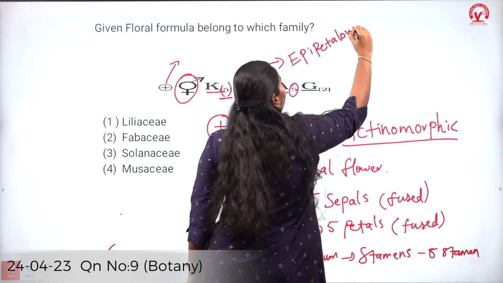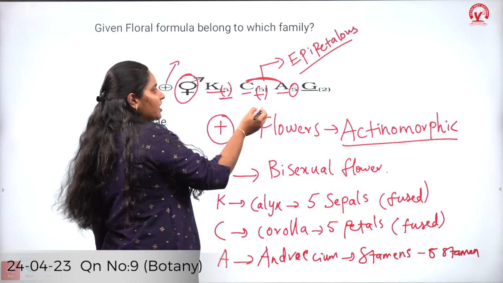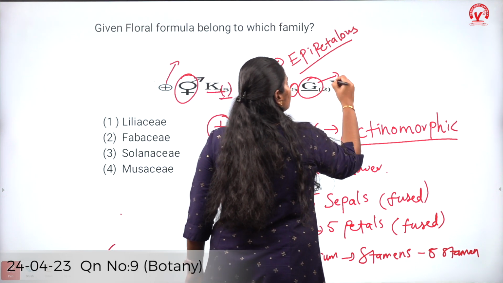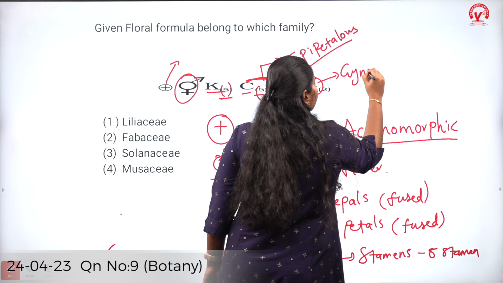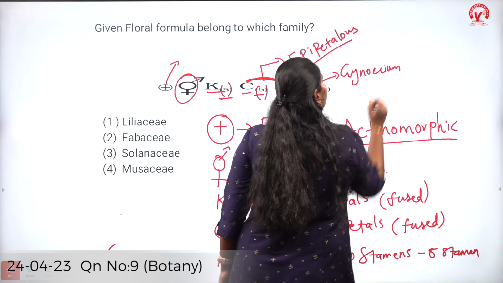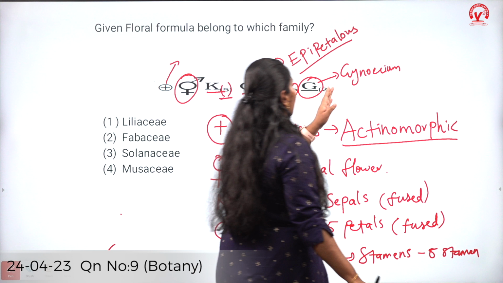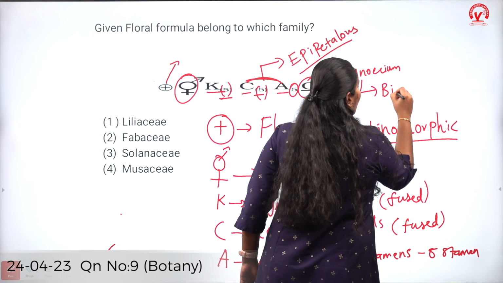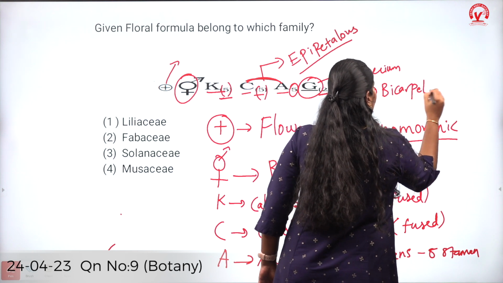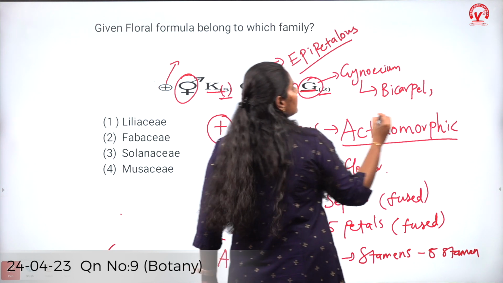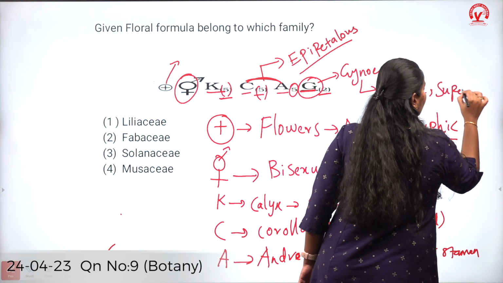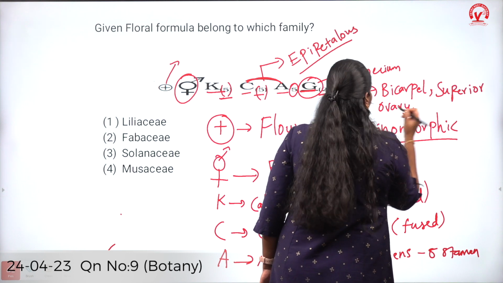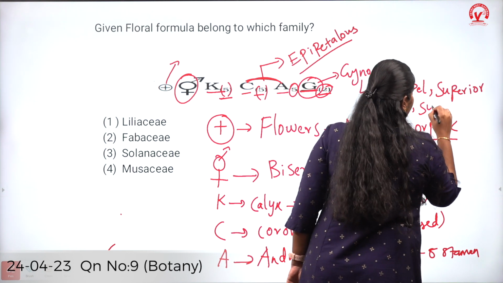epipetalous. Epipetalous means the androecium gets fused to the corolla, and this G denotes gynoecium, which is the female part of the flower, and this gynoecium has 2 carpels. So they are bicarpellary, and this symbol denotes superior ovary, and they are syncarpous.